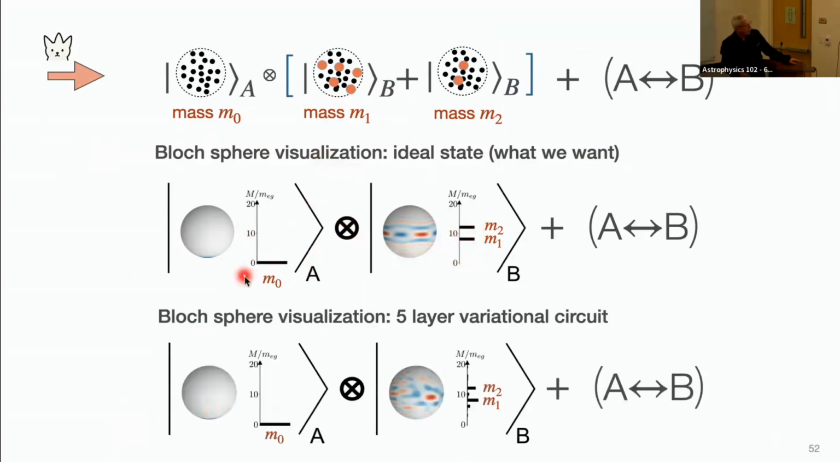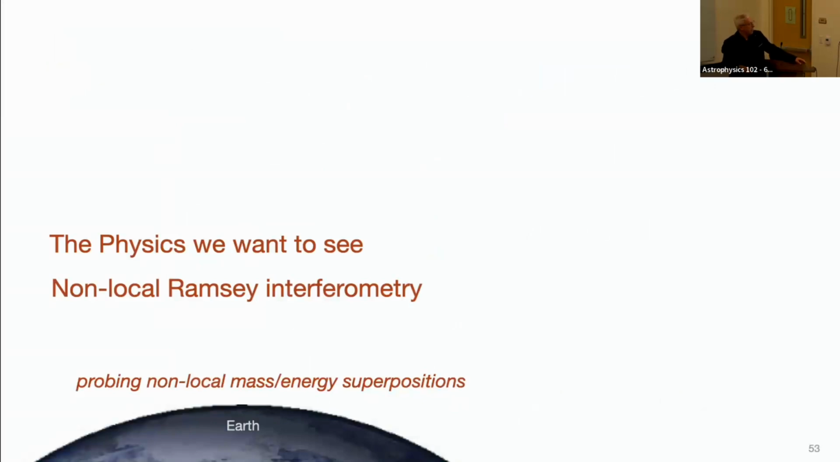And now we can do that, for example, variationally. You can see that on the Bloch sphere, this looks pretty flat, but if you project this thing onto the mass, you can see very clearly that there are two mass superpositions over here that we can engineer with a very simple 5-layer variational circuit that we can optimize in our quantum sensing network over here. So what physics do we want to see?